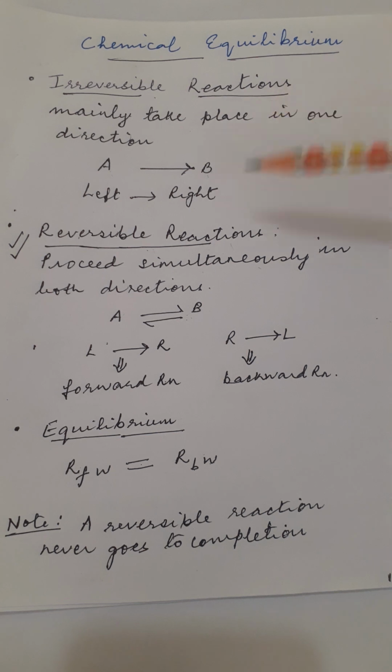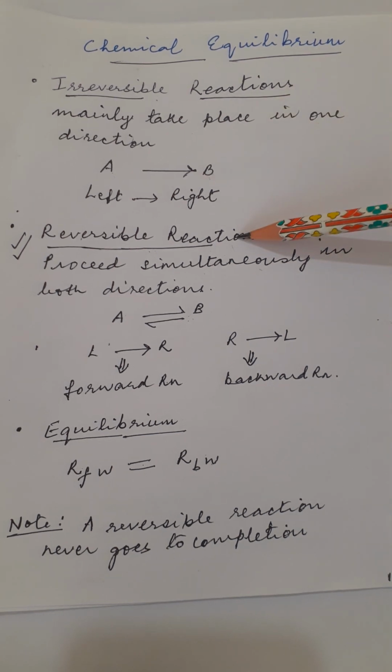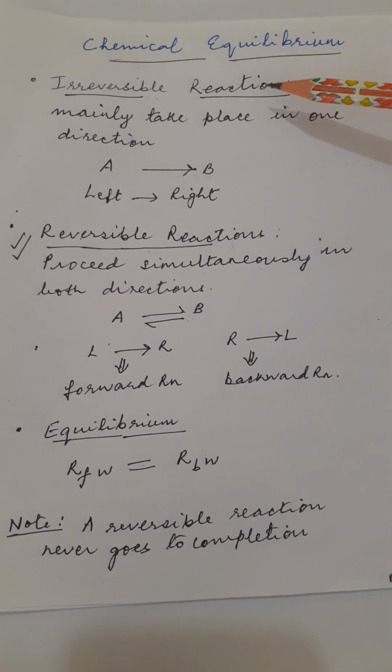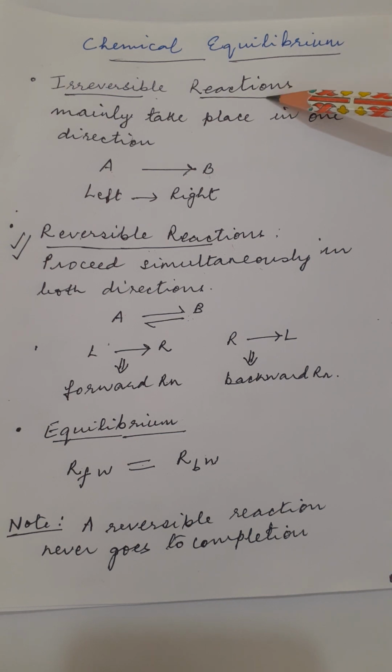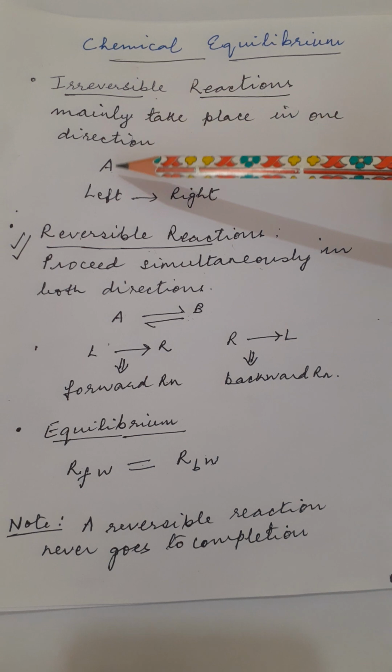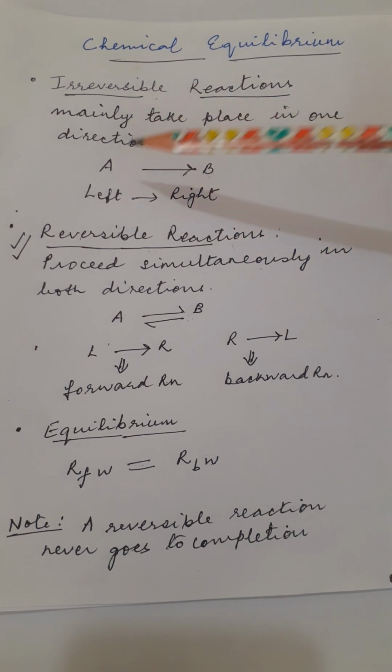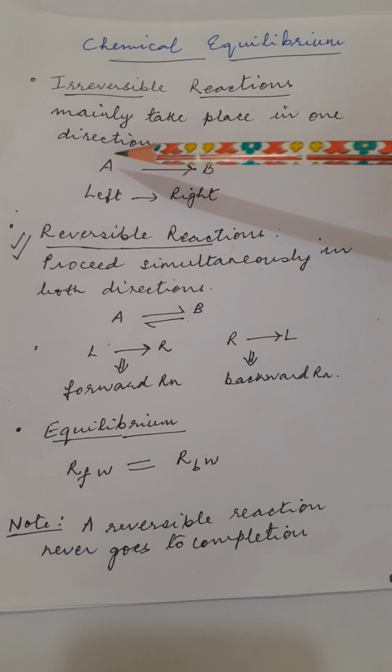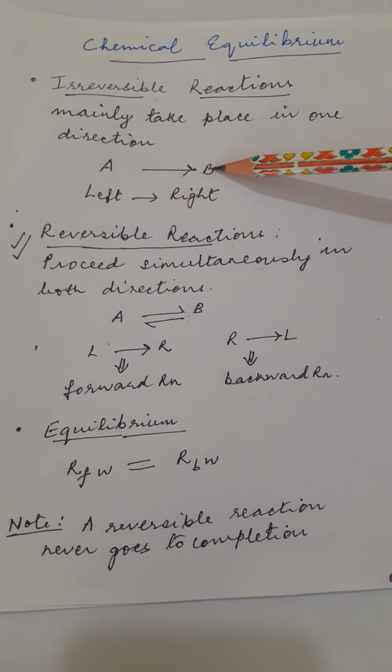So let's begin with the types of reactions that we need to know for understanding this lesson. The first type is irreversible reactions, which mainly take place in one direction. That is, if A is my reactant and B is my product, they will proceed primarily in this direction from the reactant to the product side.